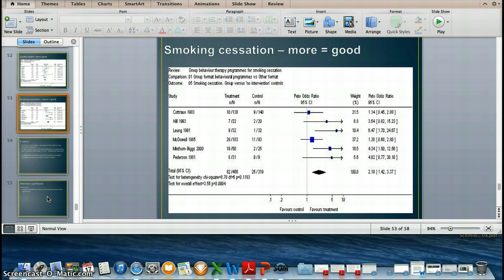This is an example where more is good. So this is a group behavior therapy program for smoking cessation. This is looking at group format behavioral programs for smoking cessation versus other formats. And the outcome is smoking cessation. Well, we want the number of individuals using smoking cessation to be a success. So the more, in this case, is good.